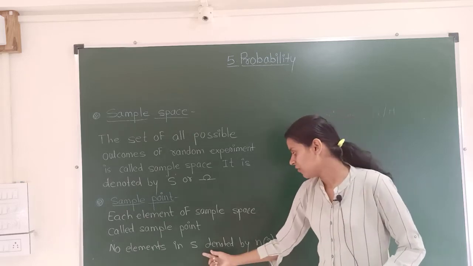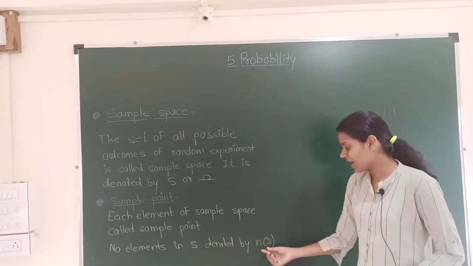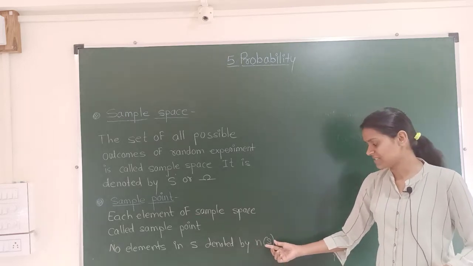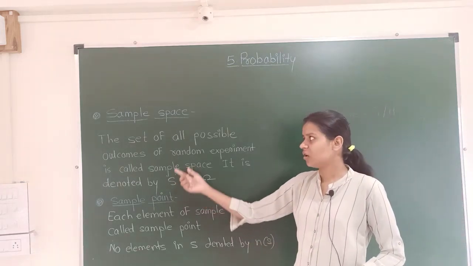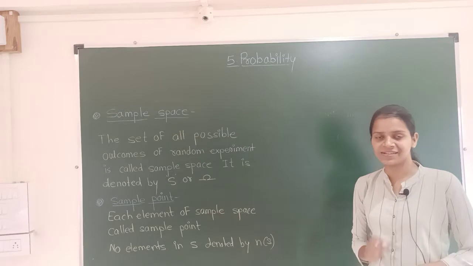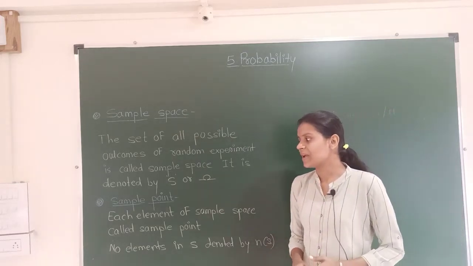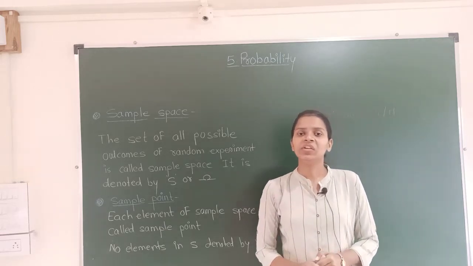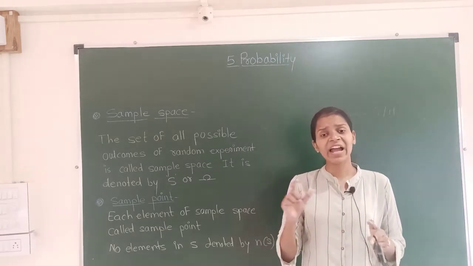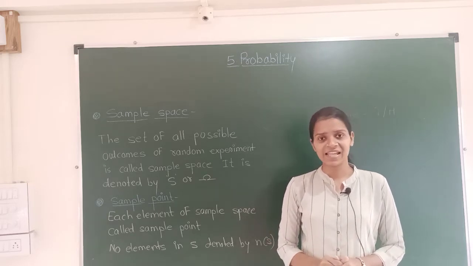Now the number of elements in S is denoted by n(S), where n is the number of elements and S is the sample space. We are using the letter S to denote the sample space. Is it clear for you? Now we will see some examples of sample space, but keep in mind, if there are finite elements in a sample space, then it is called a finite sample space.